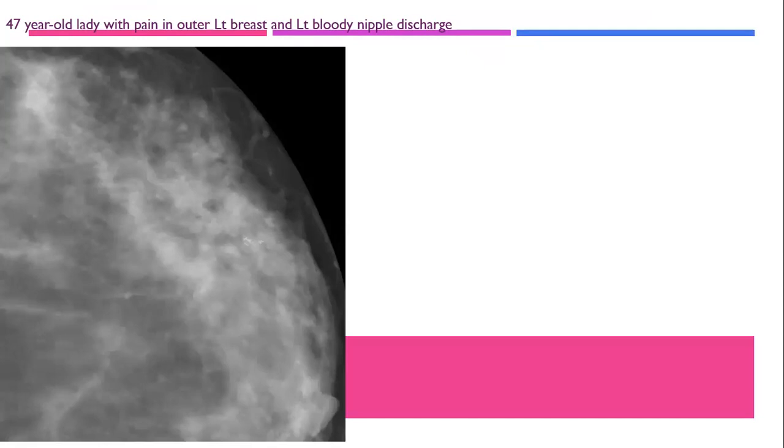I have missed the standard view. I might find it one day. I show it for you. On the standard view, the findings are so subtle. With this zoom view, you can see some calcifications, okay, and subtle distortion.